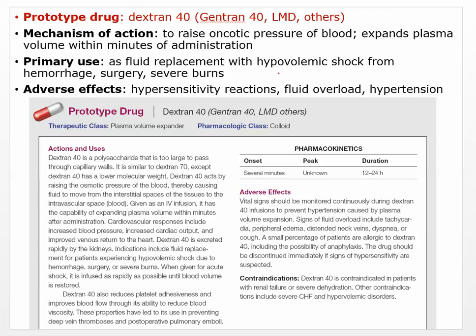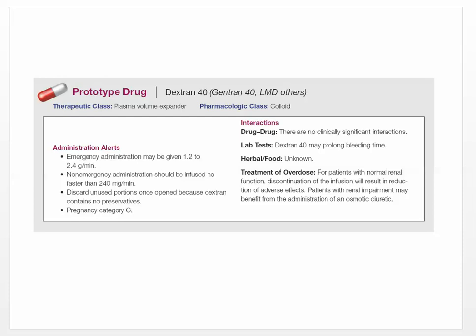This replaces the fluid, plus it pulls more in, from hemorrhage. So this could happen from hemorrhage, surgery, severe burns, things like that. Adverse effects: hypersensitivity reactions, so allergies kind of. Fluid overload, because there's too much, and hypertension. So generally it sounds like it's just gone too far at that point.